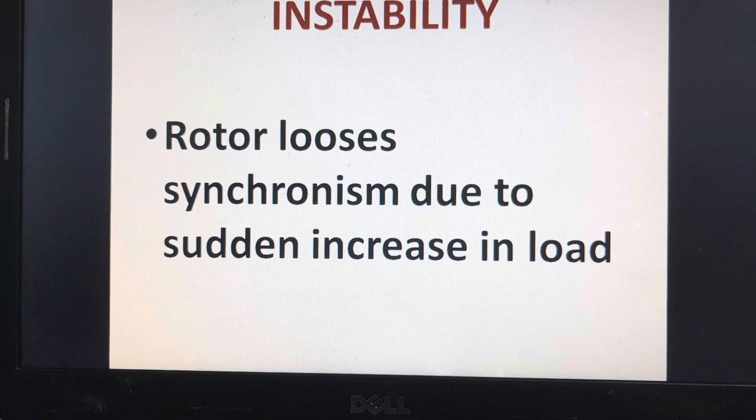So there is a problem called instability in PMSM. If you suddenly increase the load, the rotor loses synchronism. The angle between rotor and stator field is load angle. If the load angle is more than 90 degrees, you will have instability.